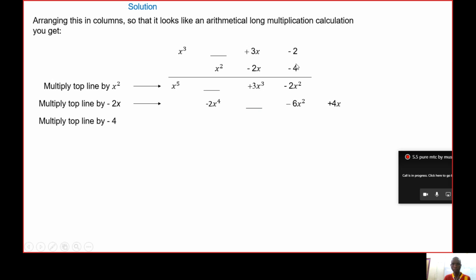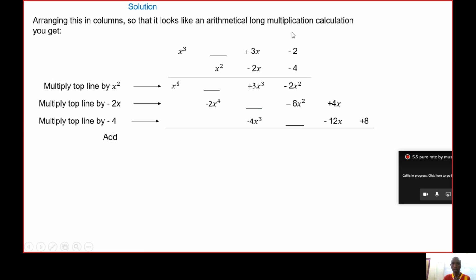Then lastly, we come back and use negative 4. We multiply again by all those terms which are on the top line. So what do we get there? Negative 4 times x cubed, we get negative 4x cubed. Negative 4 times nothing, you get nothing. Negative 4 times positive 3x, you get negative 12x. And then negative 4 times negative 2, you get positive 8. So like that. And then after doing it like that, we are supposed to add them.